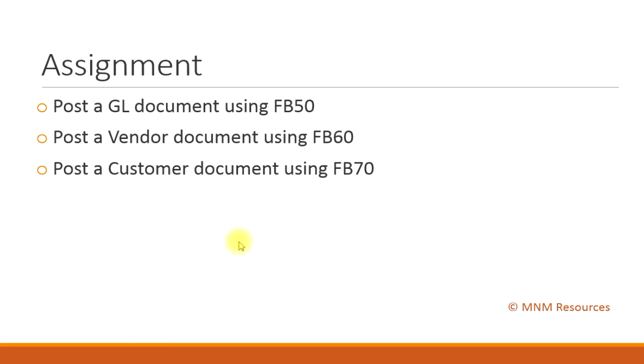Also importantly, make sure the posting periods are open for whatever year you're going to post to. Make sure you have assigned your company code to the relevant fiscal year variant, the posting period variant, and to the chart of accounts. Go back to the previous presentations and make sure all the settings are in place before you start ahead with these postings.